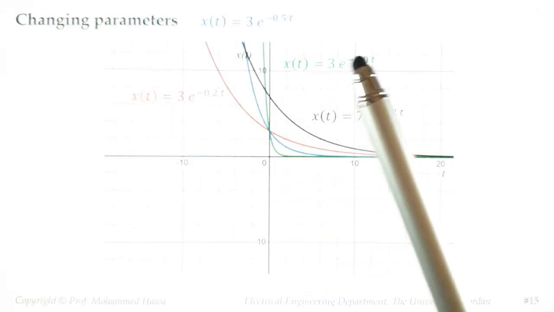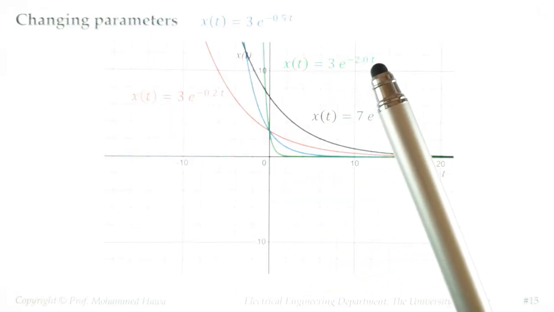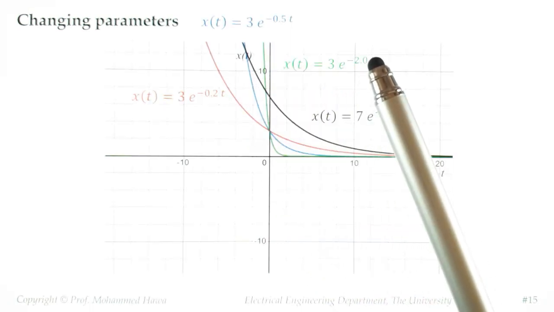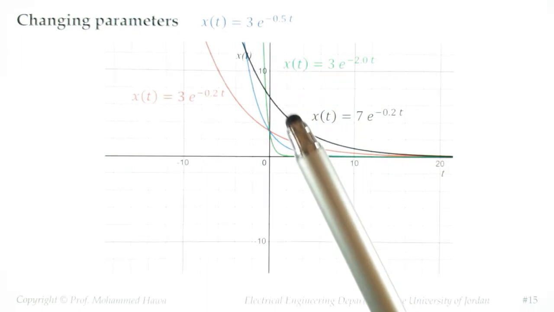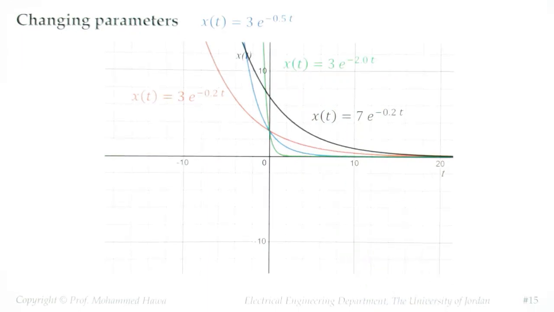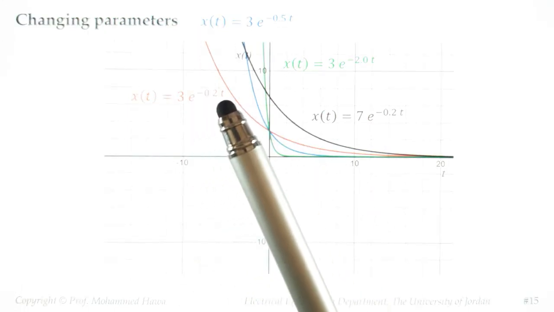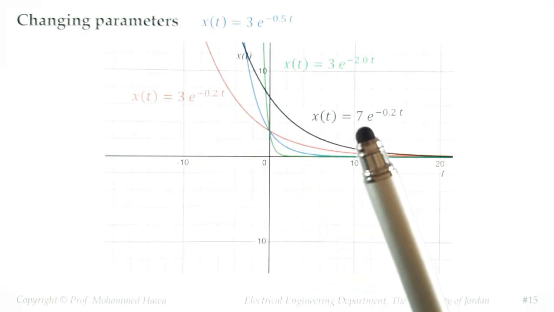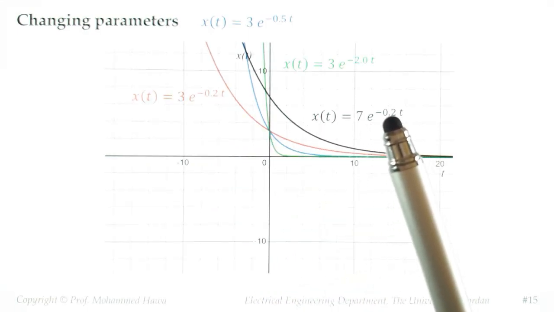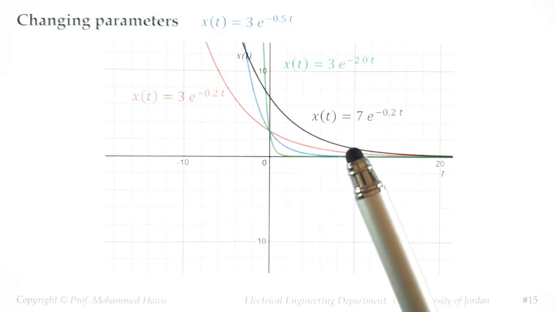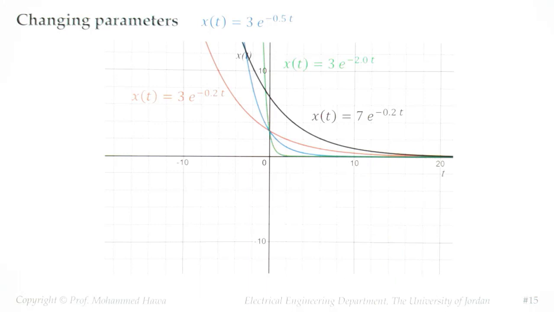If you increase the exponent even further, this is e to the power minus 2t. I increased it from minus 0.2 to minus 2, that's tenfold. So you get a way faster drop in the exponential. The scaling factor is a little bit different. Please compare the red curve, which is 3e to the power minus 0.2t, and this black curve, 7e to the power minus 0.2t. So it's the same exponent, but I increased the scaling factor to 7. So it's the same red curve, but scaled up. It's multiplied by 7 rather than multiplied by 3.